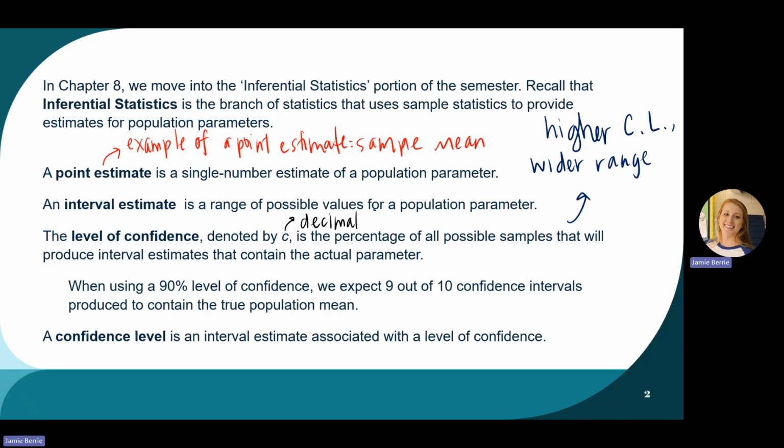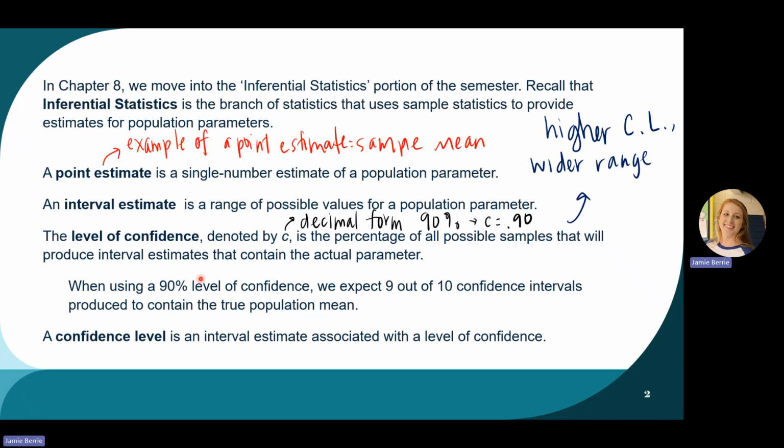So if it's a 90% confidence interval, C would be 0.90. In your calculator, they always want C to be in its decimal form, not in its percentage form. All right, so here's the interpretation of the level of confidence. It says C is the percentage of all possible samples that will produce interval estimates that actually contain the population parameter. So if we said that we were using a 90% level of confidence, we would expect 9 out of 10 confidence intervals produced to contain the true population mean. So 9 out of 10 corresponds to 90%.